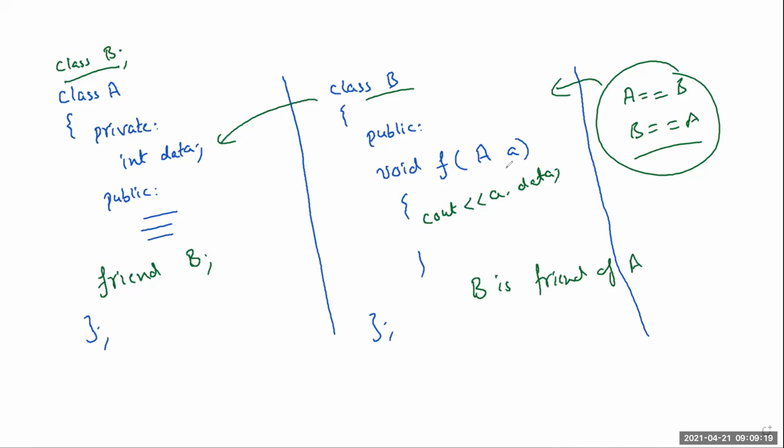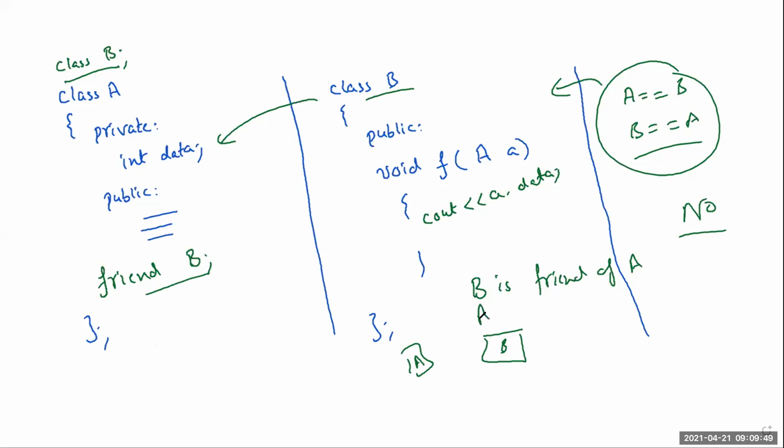So actually, the answer is no, right? Why is it no? You see, when we say B is a friend of A, okay, so this is B, this is A. It means B has access to private data of A, right? Which is fine because A granted that access. A decided that okay, B can access my private data. I have no problem with that.